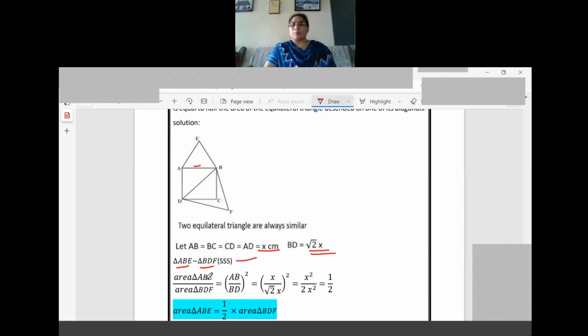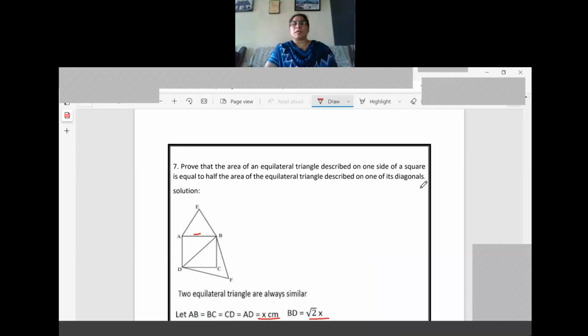So we have written AB by BD. Area we have taken in the ratio form. Now any two sides we can write, that is one is AB, another one is the diagonal. So AB by BD whole square, so x by root 2 x whole square, we substitute, it is equal to 1 by 2. Now how to prove that one?